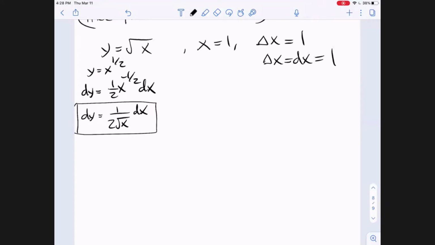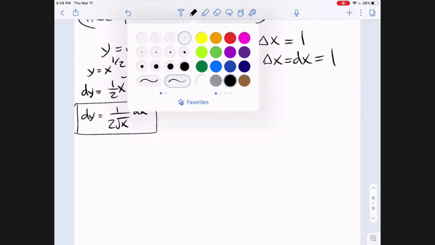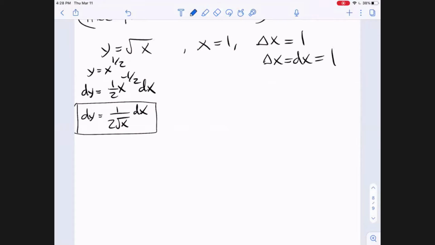Now, what's delta y? Well, let me finish dy for the given number values. 1/2 times the square root of 1, and dx happens to be 1 as well, which is big, but that's what I chose here. 1/2 times 1, which is 1/2. So in this case, dy equals 1/2.